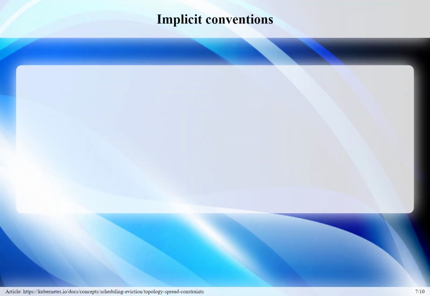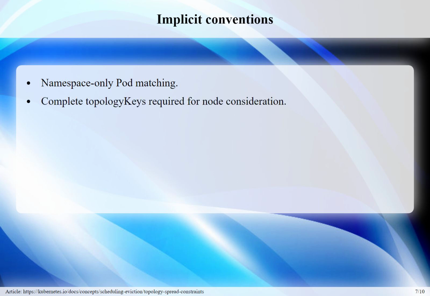Implicit conventions. Implicit rules guide how pods are matched within a namespace and scheduled. Only pods under the same namespace can be candidates for scheduling. Nodes must have all necessary topology keys for pod scheduling. If any keys are missing, nodes are skipped during scheduling, affecting how pods are counted towards balance calculations.